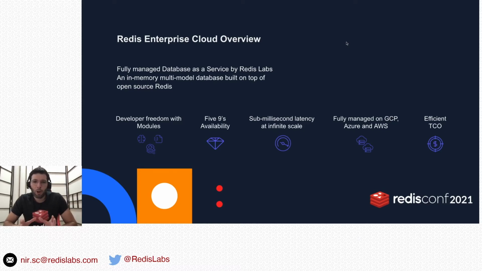We keep all of the Redis core values also in our cloud products. First and foremost, the speed, so you can run sub-millisecond latency at the infinite scale of the cloud. We offer five nines availability with our active-active, and keep an eye out for a session by our CTO Yiftach about active-active in the cloud. Of course, we offer this service across the three major cloud providers, GCP, Azure, and AWS. So this is very quickly about Redis Enterprise Cloud.